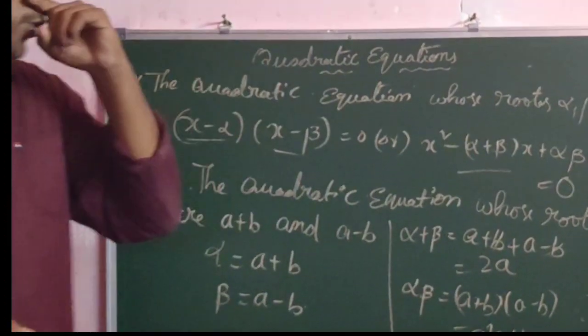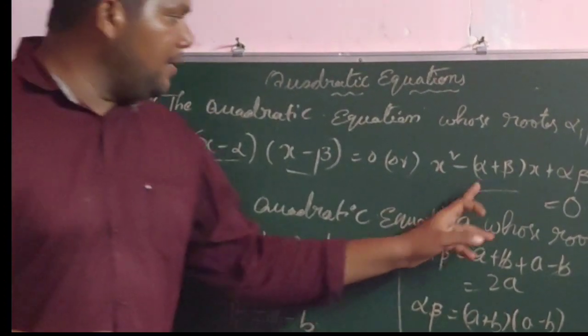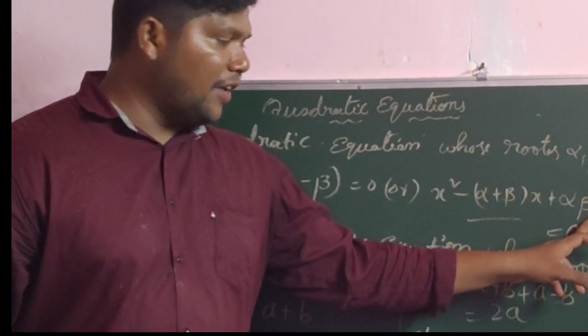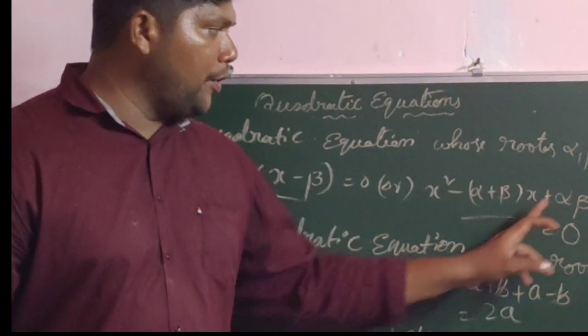I have already told you all: alpha plus beta is the sum of the roots and alpha beta is the product of the roots.